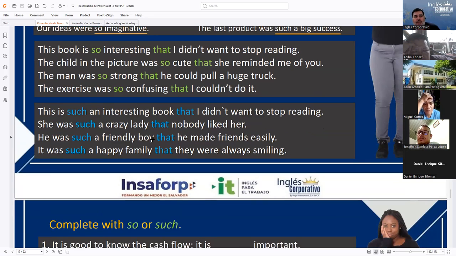Such. This is such an interesting book. This is such an interesting book that I didn't want to stop reading. Okay? She was such a crazy lady that nobody liked her. He was such a friendly boy that he made friends easily. It was such a happy family that they were always smiling.